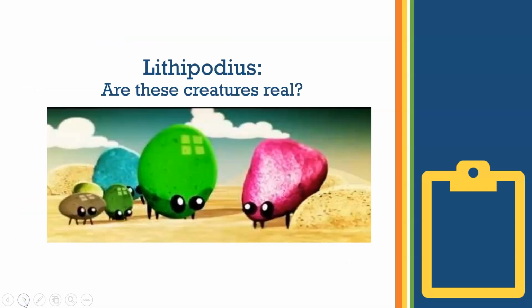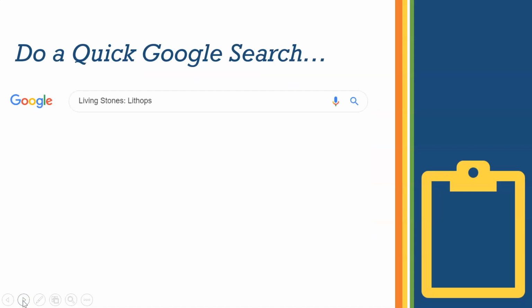Now, in an earlier lesson, I said that Lithopodius nulla was a fictitious creature. But you may be wondering if the scenario you saw in the video clip was based on a real one. Let's have some fun and do a quick Google search. In a moment, I want you to pause this screencast and open up a Google search bar. Type Living Stones Lithops just like you see on your screen.